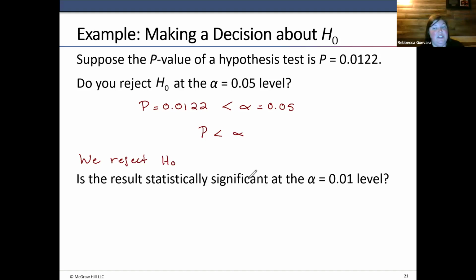Is the result statistically significant at alpha of 0.01? My p-value is 0.0122. This is actually greater than alpha if alpha is 0.01. It's just a little bit larger. So my P is greater than alpha in this case, so here we fail to reject the null hypothesis.